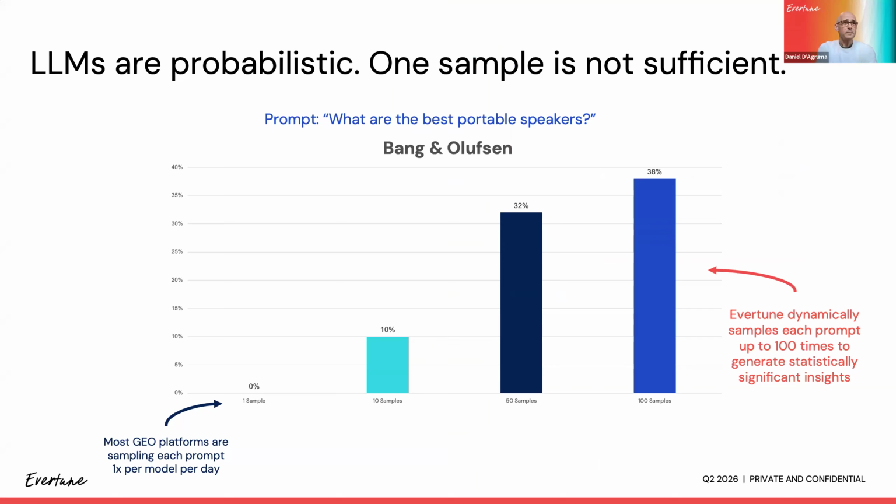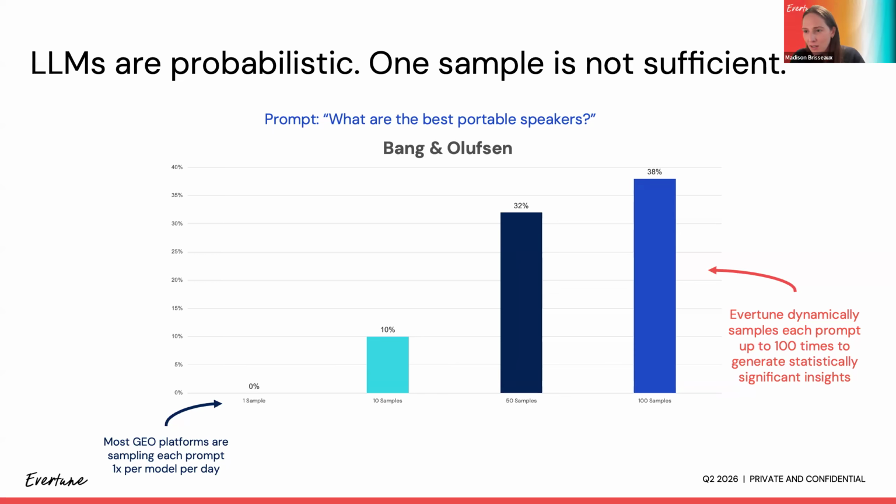Very good. Okay, so most GEO platforms are sampling each prompt just once per model per day. Now, with that approach, you'd never know that Bang & Olufsen show up at all. But when you sample that question 100 times, as Evertune does, you discover that Bang & Olufsen is recommended 38% of the time. And that's why we sample each prompt up to 100 times to generate statistically significant insights.